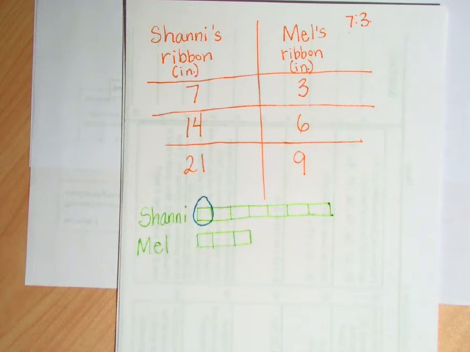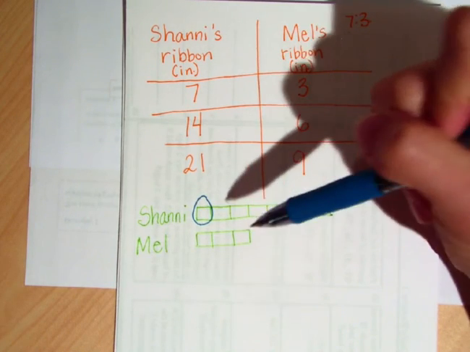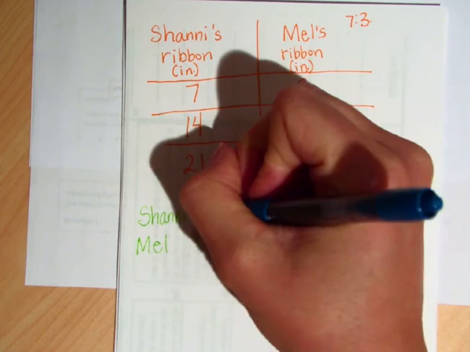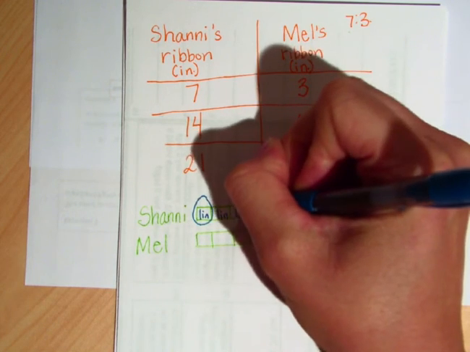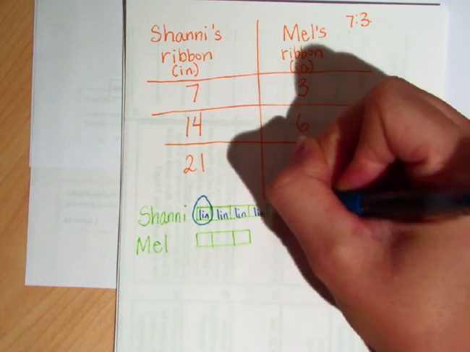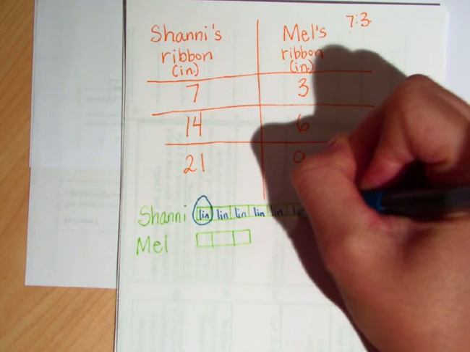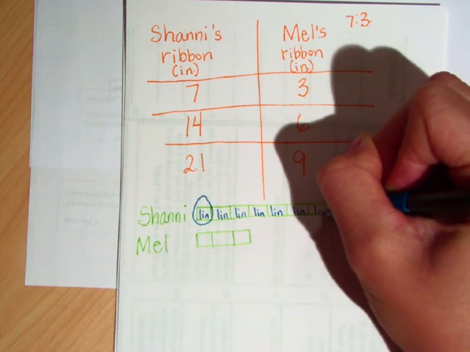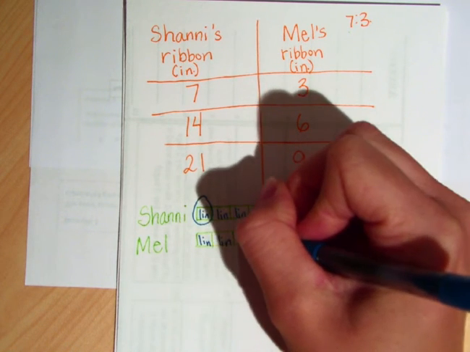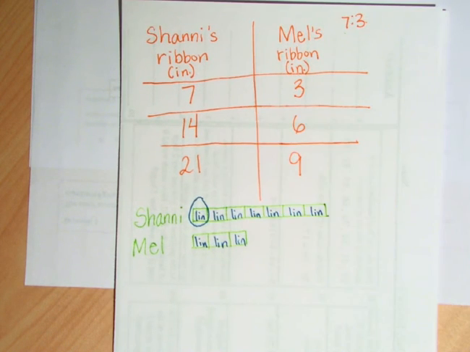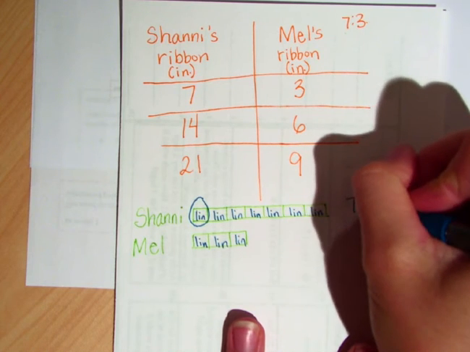Okay, so what if each one of these was 1 inch? I'm going to just go ahead and label them. 1 inch, 1 inch, and so on. If each one of these was 1 inch, doesn't really look like a 1 anymore. It kind of looks like an L, doesn't it? If each one of these was 1 inch, Shawnee would have 7 inches.